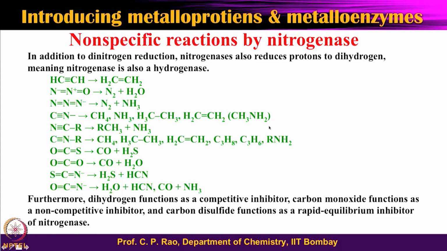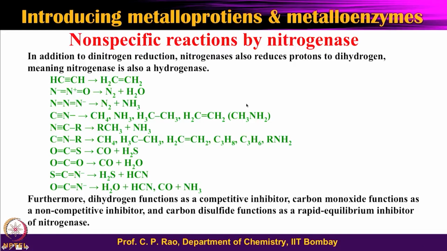Just before we go into more details of the electron transfer, look at these reactions which are non-specific for the nitrogenase. I have already shown the acetylene to ethylene, N2O to N2, etc. earlier. I am just showing again cyanide giving methane plus ammonia; intermediate things can give other kinds of products too. So, you have isothiocyanate, carbon dioxide, thiocyanate; all these kinds of things can be reduced. These are all non-specific reactions.